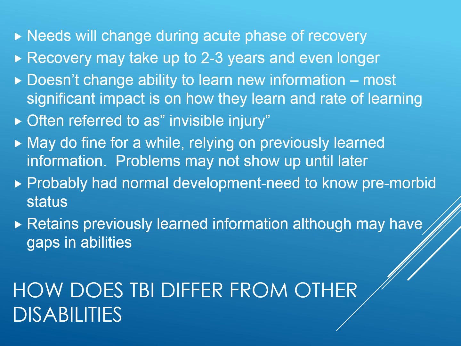Previous to the TBI, the individual probably had normal development. This isn't always the case, but that is why it is important to understand the person's pre-morbid functioning, the functioning before the injury. Lastly, individuals with a TBI usually retain previously learned information, although they may have gaps in abilities.